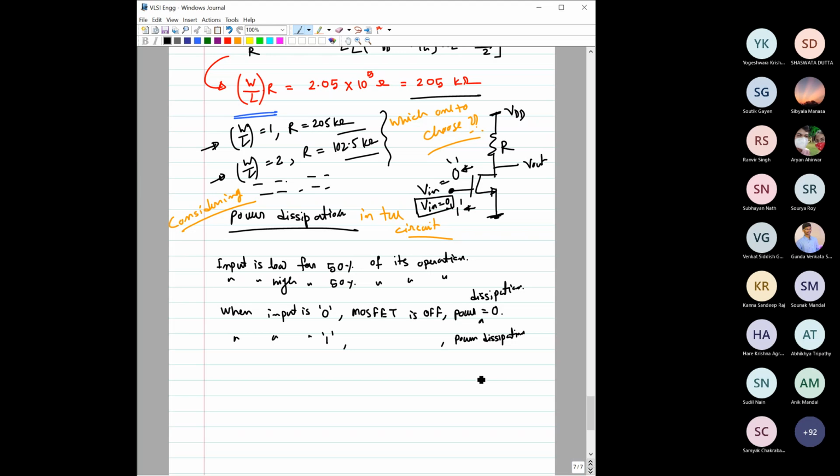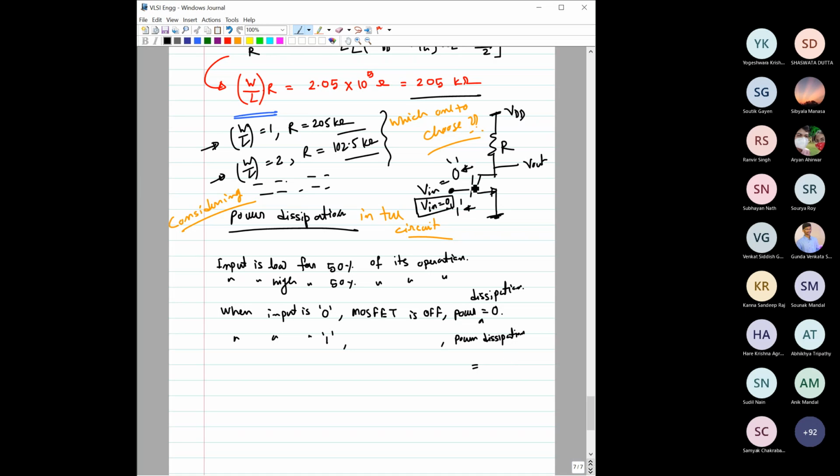Please tell me quickly: ID square into I square R plus VDS into I. Yeah, that is true. But can you give me something better in this context, whatever we are discussing? Can you tell me in terms of VOL dash? VOL dash into ID plus VOL dash into VDD ID minus VOL dash by R.